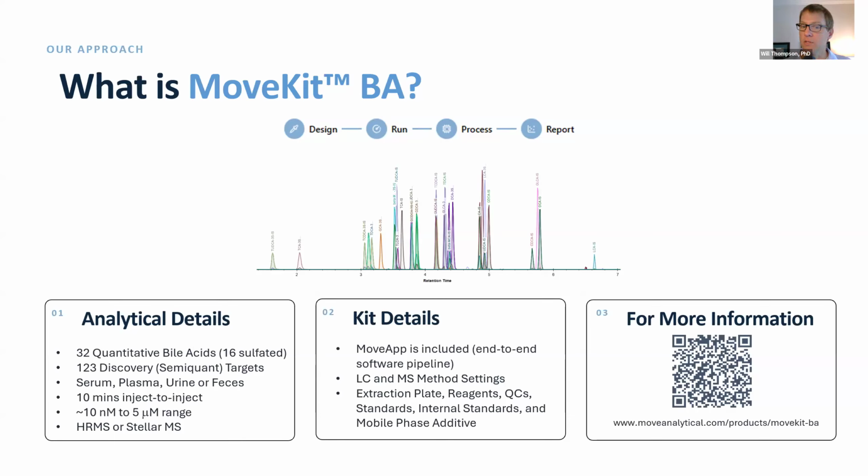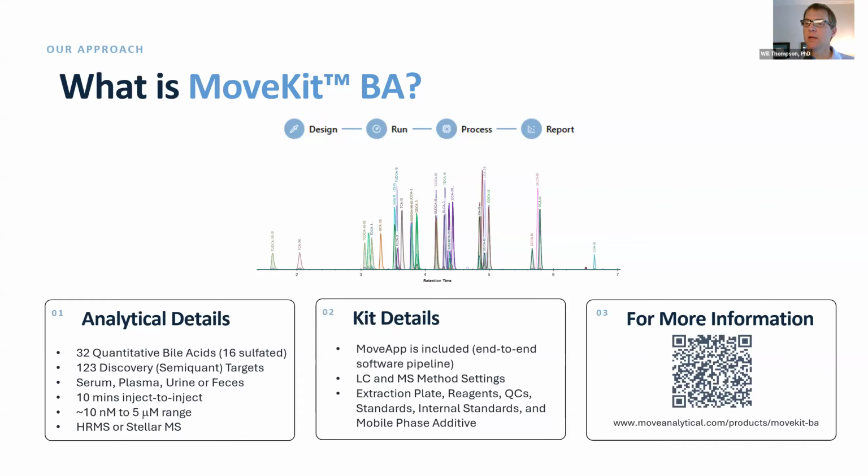It's been validated on serum, plasma, urine, and feces. It's about 10 minutes inject to inject. Quantitative dynamic range is from about 10 nanomolar to 5 micromolar. Runs currently on Orbitraps and Stellar MS with expansion to other Thermo platforms soon.